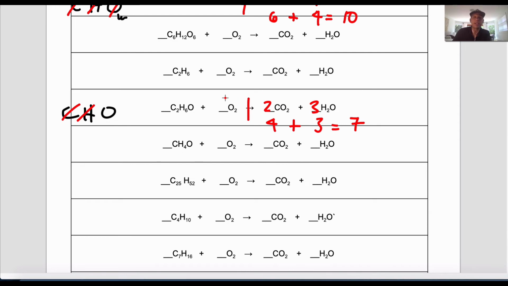Okay. Now what makes this one a little bit tricky is there's already an oxygen here. Try your best to never put a number in front of this. Only put a number in front of this to balance the O's.